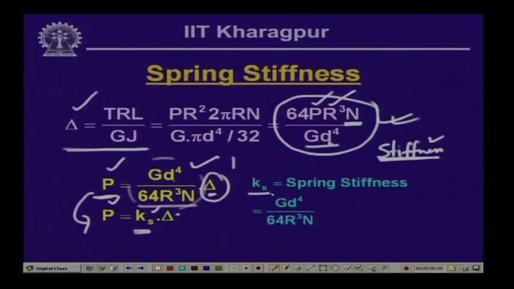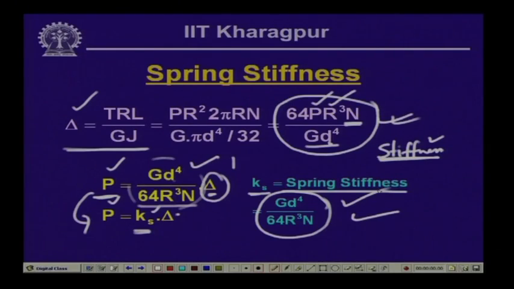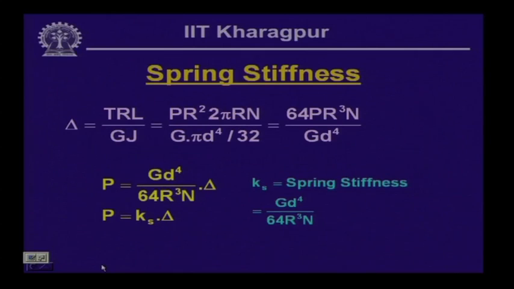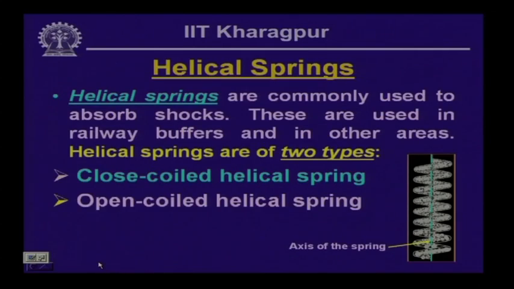Thereby, the spring stiffness K s we define as G d to the power 4 by 64 R cube n. In fact, you had seen that we had talked about the spring index, which was also of the same form, P by delta, which was equal to G d^4 by 64 R cube n. So, this is what we define as the spring stiffness. So, these were the answers to the questions which were posed last time.